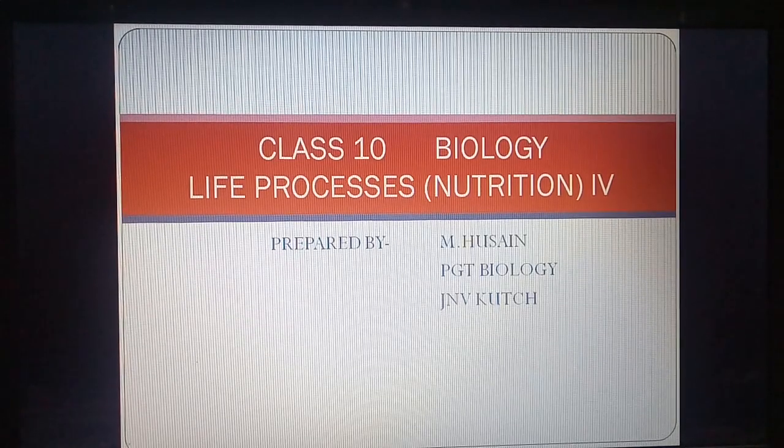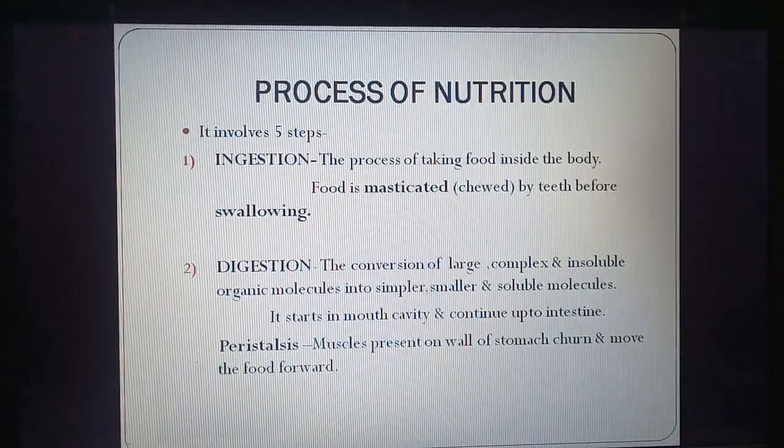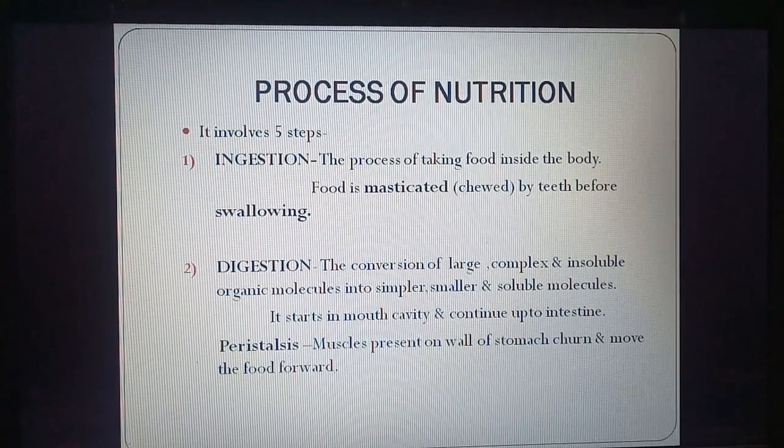Hello students, today we are dealing with life processes, nutrition part 4. In this we will deal with the process of nutrition. So we all know that nutrition involves 5 main steps.